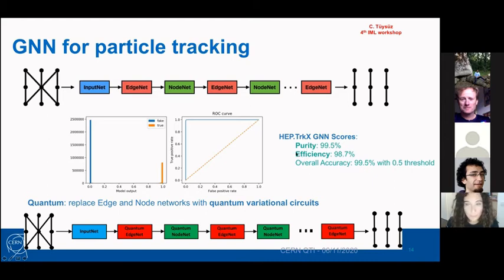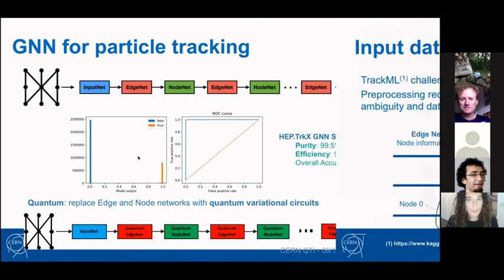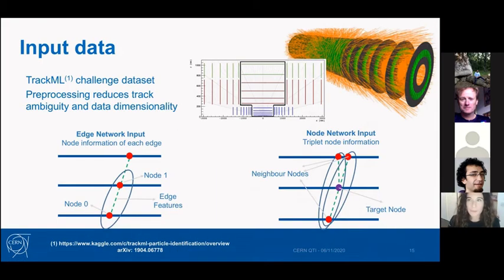Our idea is to basically build a quantum version of each one of those classifiers and then replace them in the iterative structure. So, before describing the networks, let me just tell you a little bit more about the data.